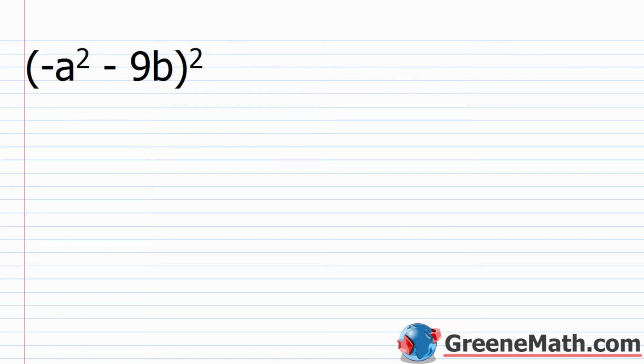All right, let's take a look at one more of these. So I have the quantity negative a squared minus 9b, and this is squared. Now, this one's a little tricky, and I'm going to get to that in a second. Again, if I have a subtraction in the middle, I use this formula. So x minus y, that quantity squared. This is x squared minus 2xy plus y squared.